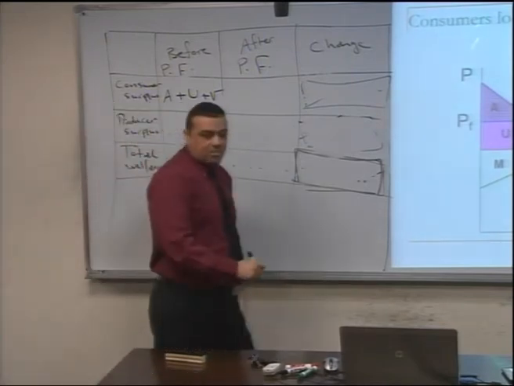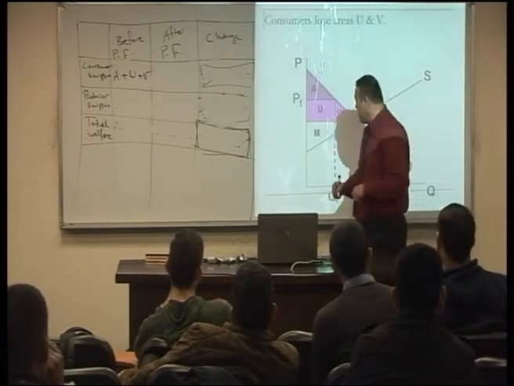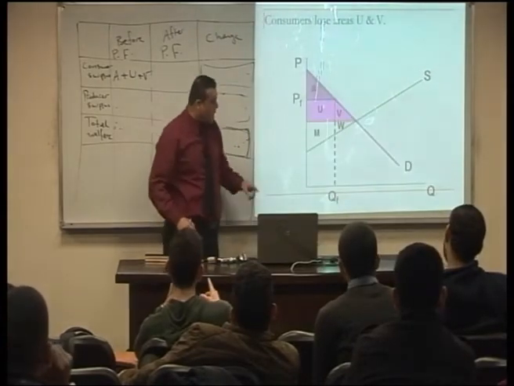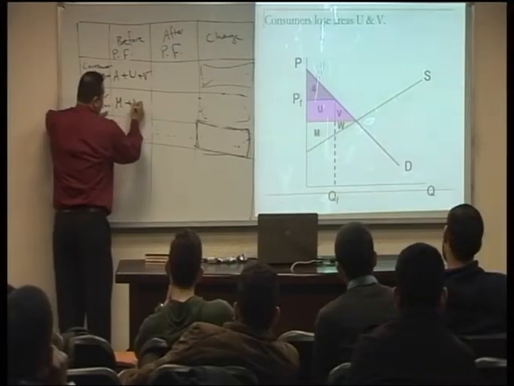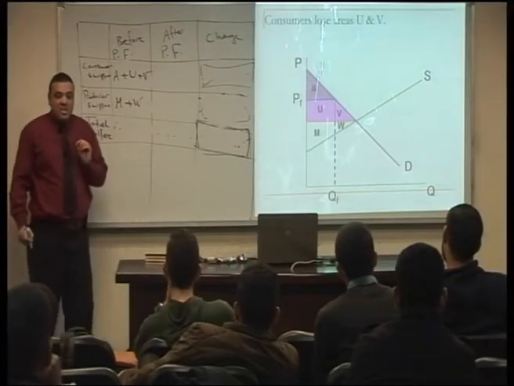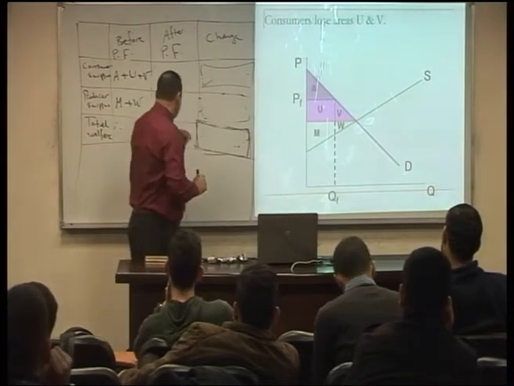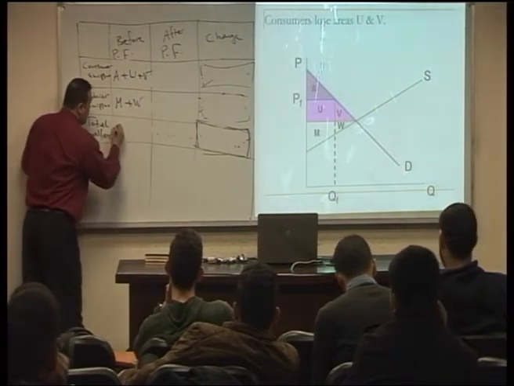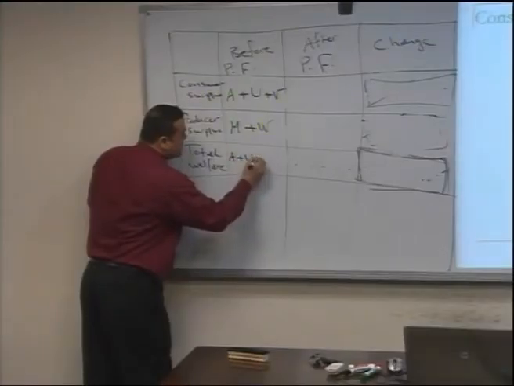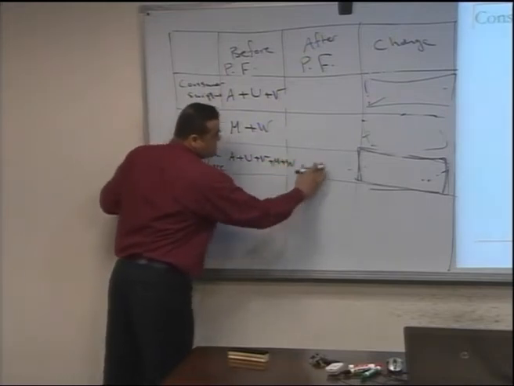What about the producer surplus? Who can tell us about the producer surplus? Yes, Tawfiq. M plus W. Thank you. So the social welfare, or the total welfare for the community, can be represented by the area A plus U plus V plus M plus W. Okay?